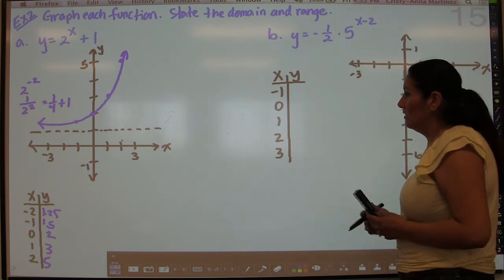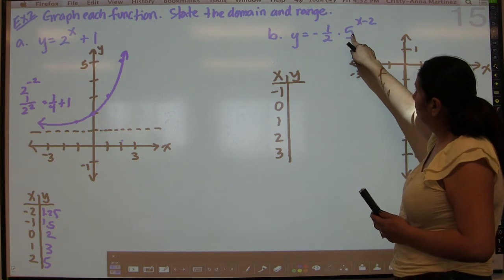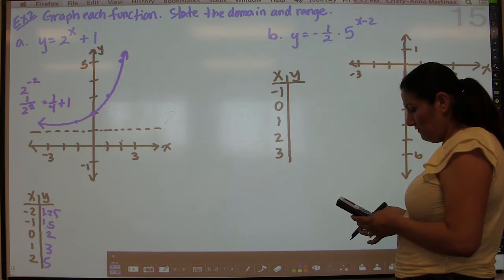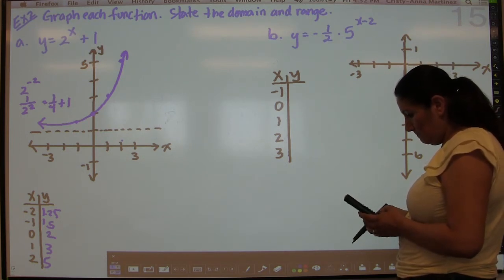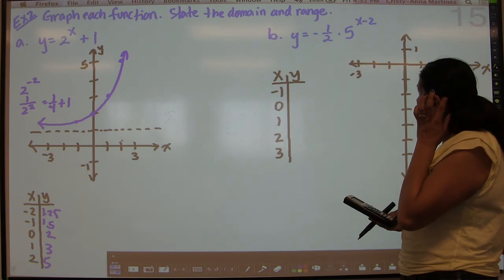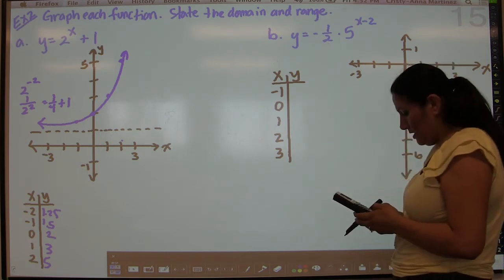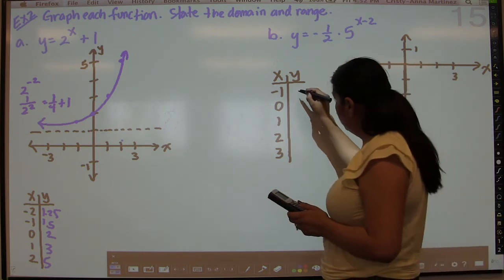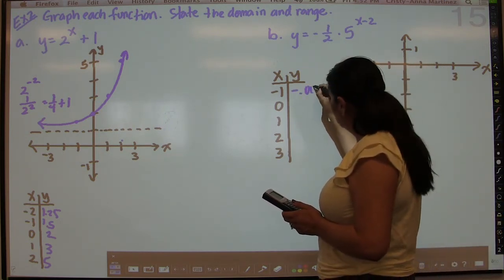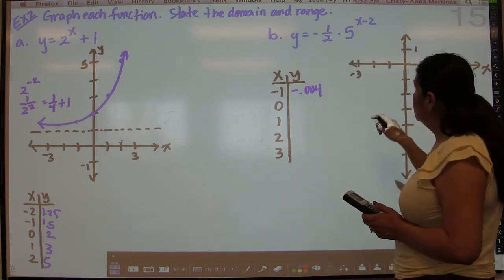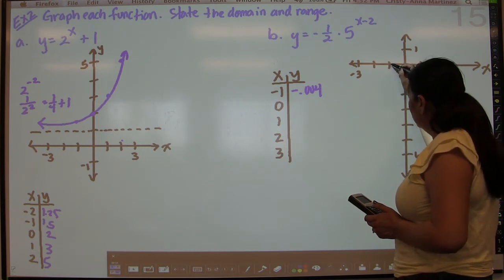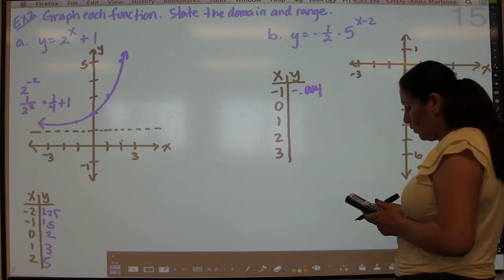It's really important that you plug things in correctly. We're going to put -1 for the x, so that's going to be -1 minus 2, which is -3. So we're going to go 5 to the -3 power first. And then I'm going to times that by -1/2. And I get -0.004. So that's when x is -1. It's going to be really close to the x-axis, but not quite touching it.